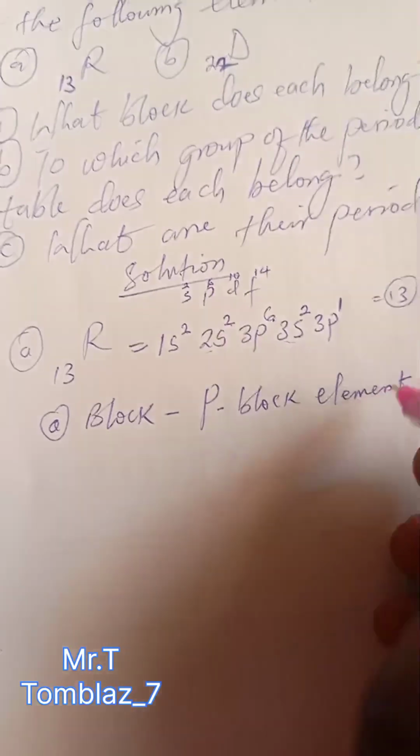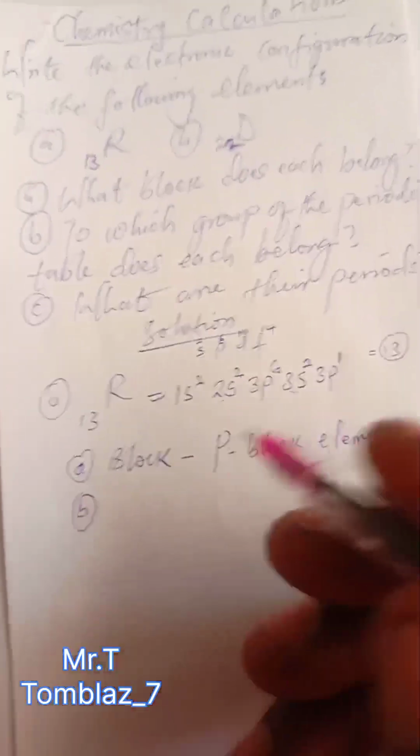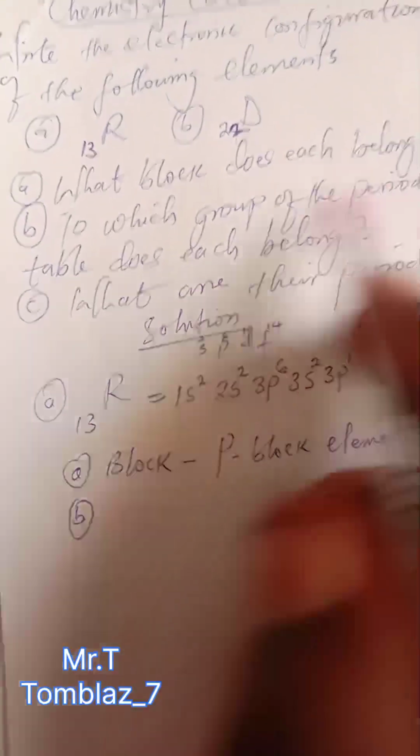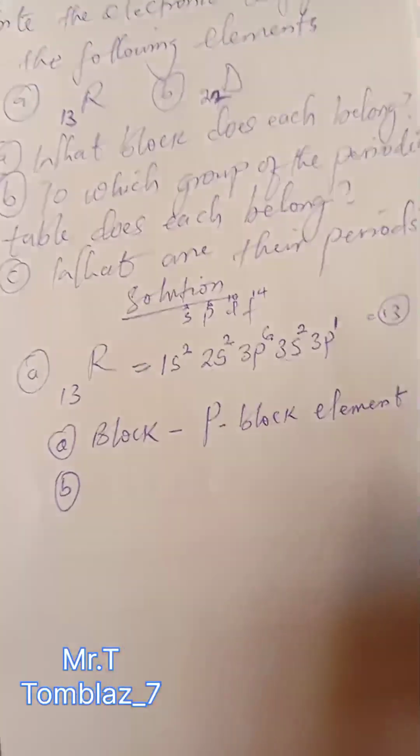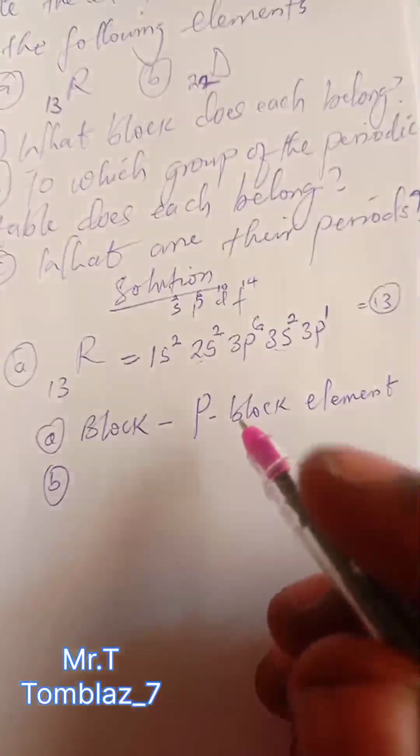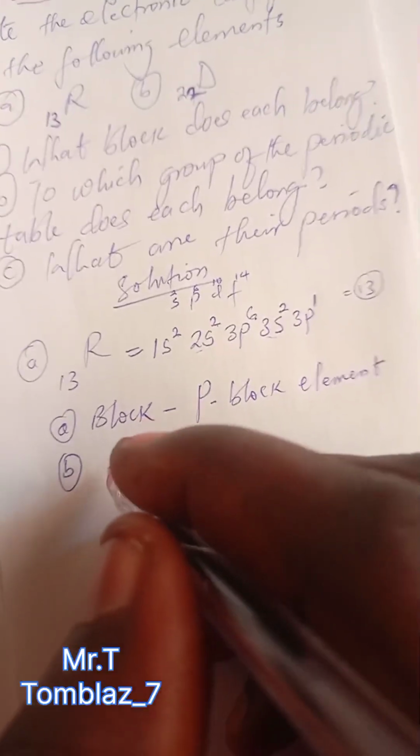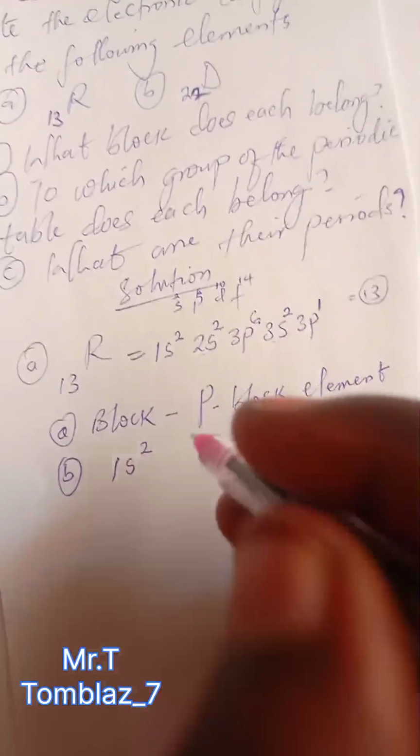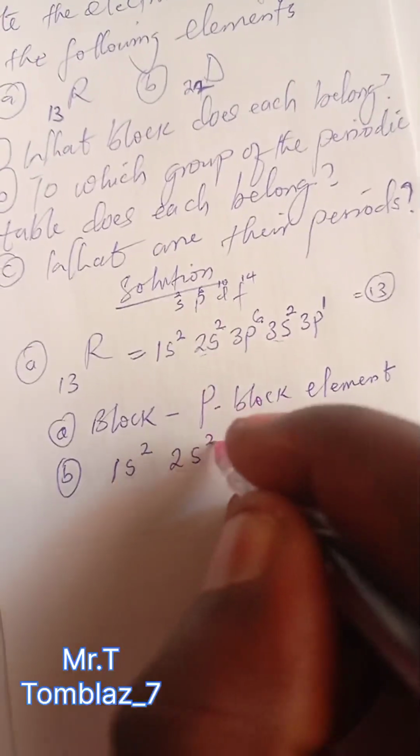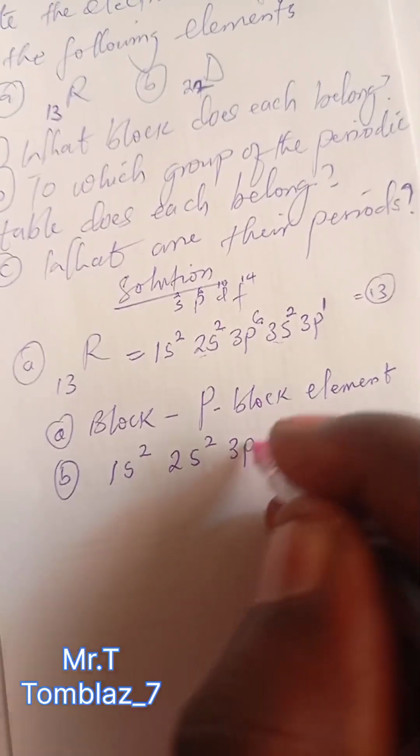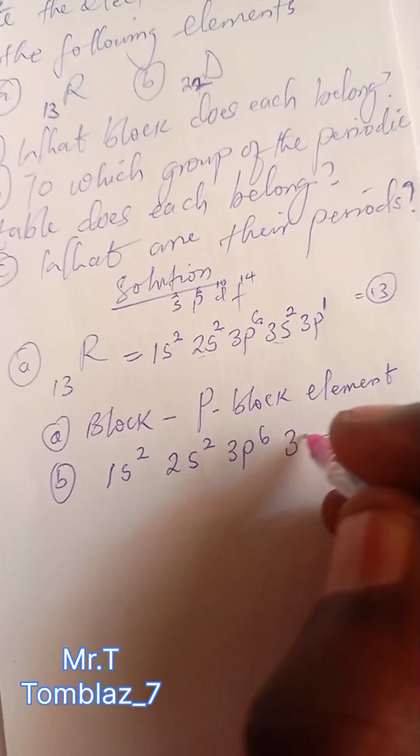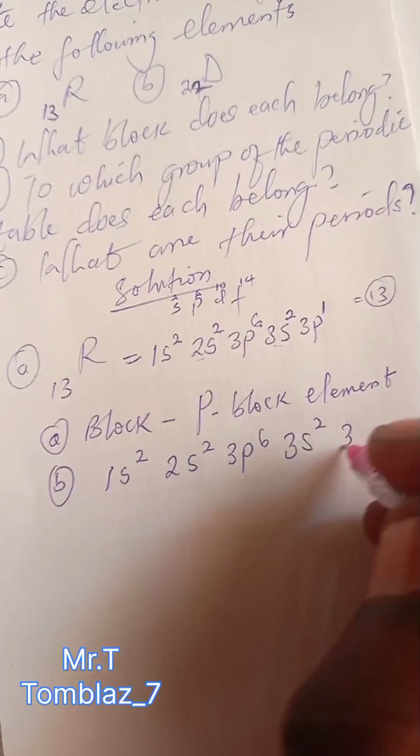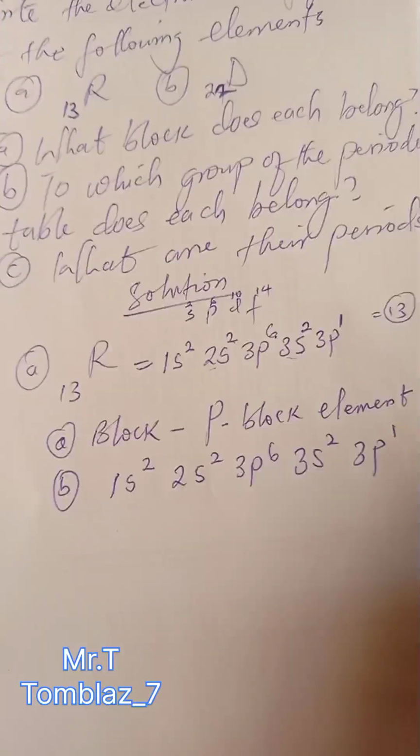Now let's go to option B. Option B says to which group of the periodic table does each belong? So for this, how do you get the group? Now, in getting the group, let's write the electronic configuration again. 1s2, 2s2, 2p6, 3s2, 3p1, right? So how do we get the group?